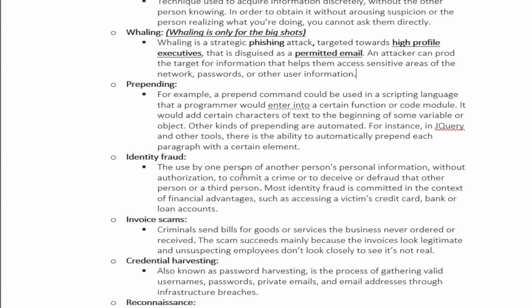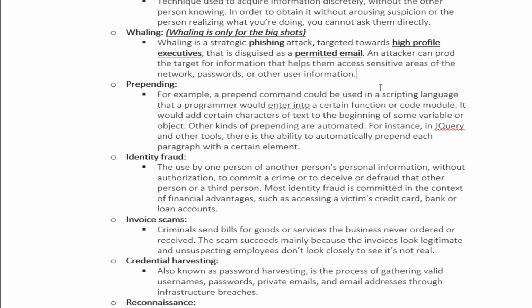All right, prepending. That's another technique as well. So they're saying, for example, a prepend command could be used in a scripting language that a programmer would enter into a certain function or code module. It would add certain characters of text to the beginning of some variable or object. Other kinds of prepending are automated.